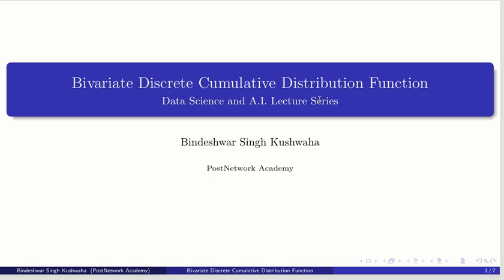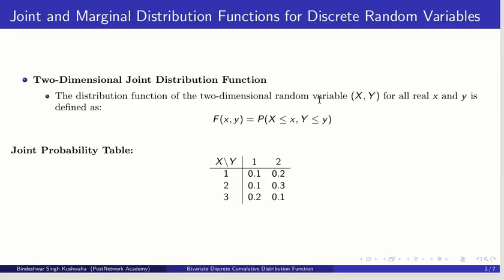I am Bindeshwar and today we are diving into an important concept in probability, that is the bivariate discrete cumulative distribution function. This concept is essential for understanding how two discrete variables interact in probability theory and statistics. So let's get started. If we talk about the two-dimensional joint distribution function, it is defined as F(x, y), that is X is less than or equal to x and Y is less than or equal to y.